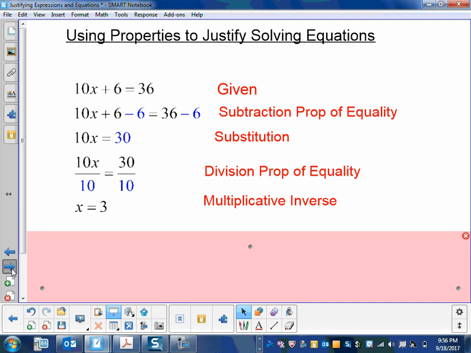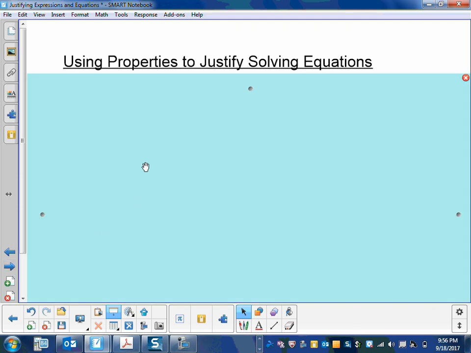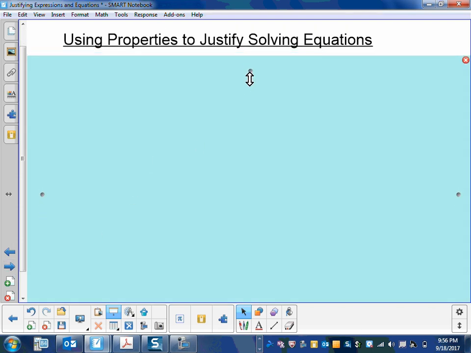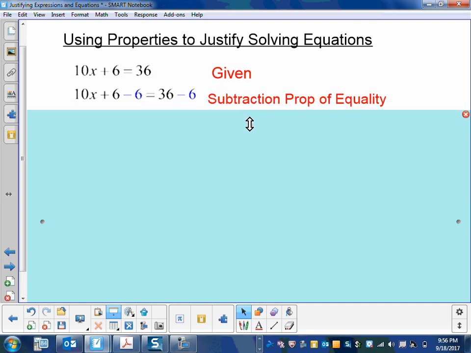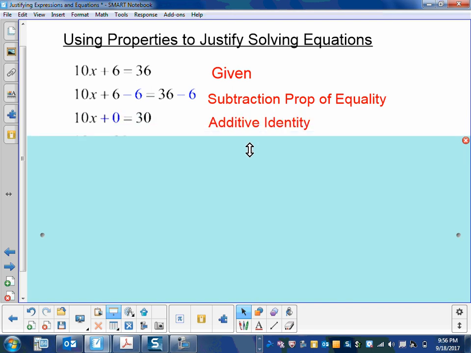Another way you could have solved that equation using different properties is I started with 10x plus 6 is equal to 36, which is my given. Again, I subtracted 6 on both sides, which is an example of the subtraction property of equality. And in this instance, I wrote 6 minus 6 is equal to 0. That's an example of the additive identity.